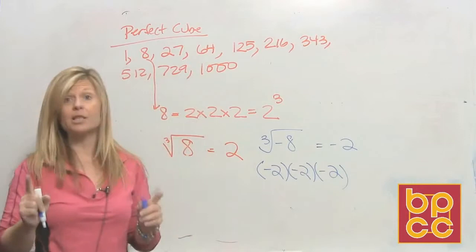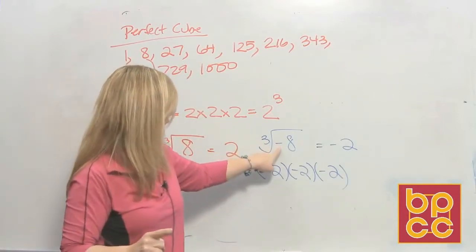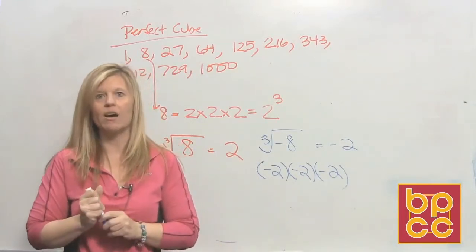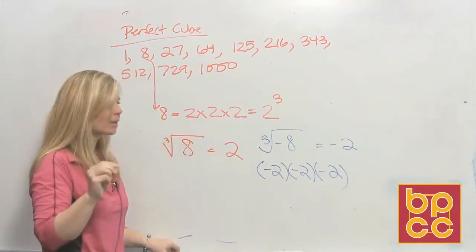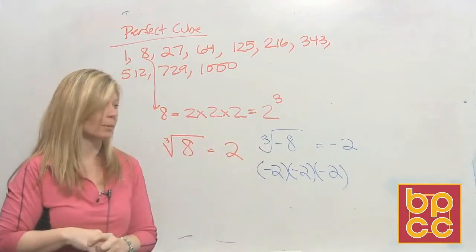So you got to make a special note that cube roots, you can do a cube root of a negative number. You just can't do a square root of a negative number. So you got to pay close attention to the index. If it's cube roots, you can do a negative number.